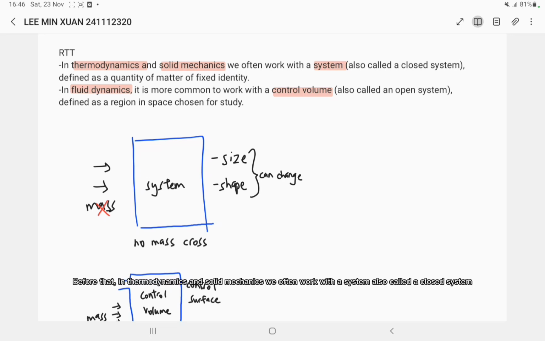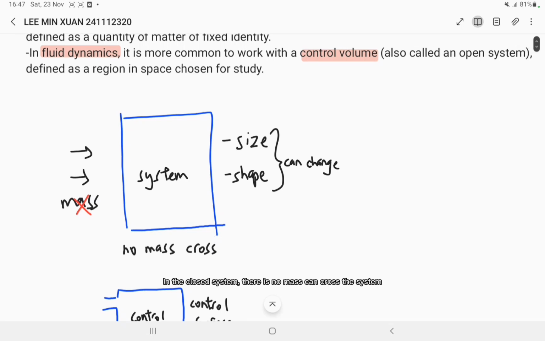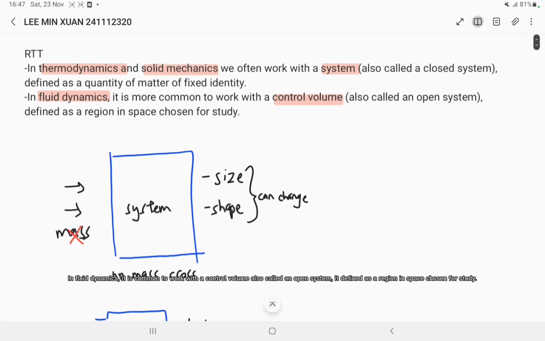Before that, in thermodynamics and solid mechanics, we often work with the system, also called the closed system. It is defined as a quantity of matter of fixed identity. In a closed system, no mass can cross the system boundary, but the size and shape of the system can change. In fluid dynamics, it is common to work with a control volume, also called an open system.